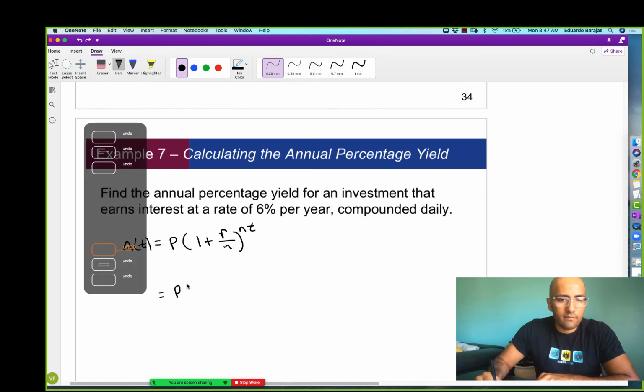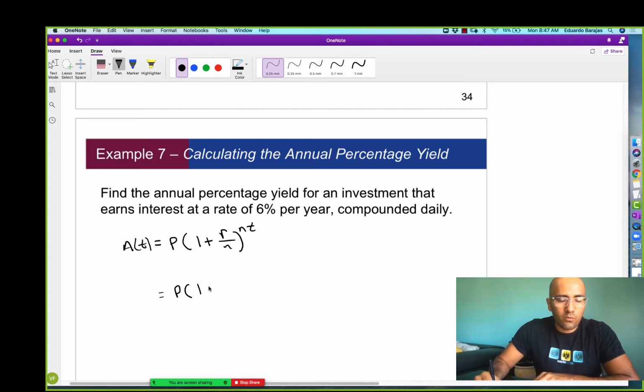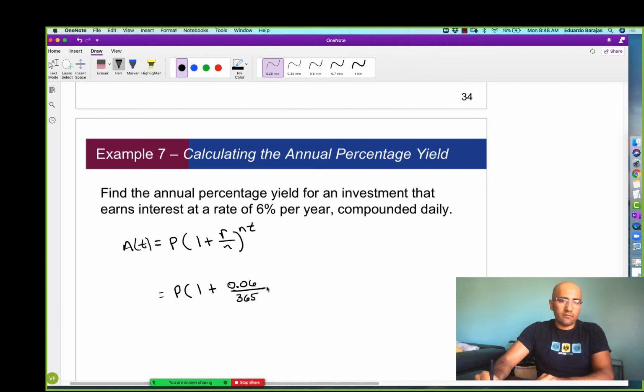Times 1 plus r divided by 365. Oh, r is given to us as 6%. So this is going to be 0.06 divided by 365 days in 1 year, approximately. Not quite exactly true, right? It's like 365.25 days in a year, which is why we end up having a leap year every once in a while.